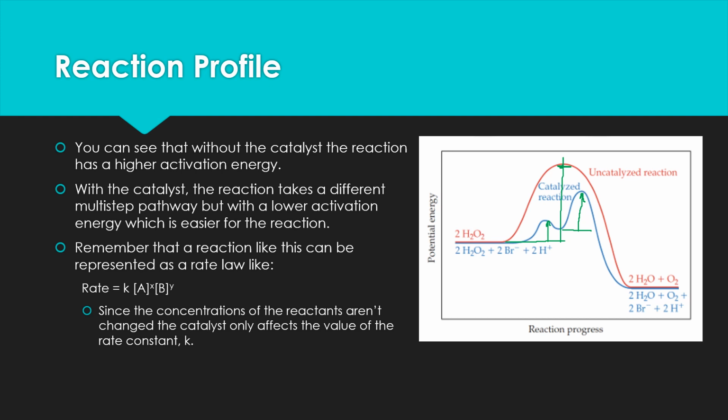Remember that a reaction like this can be represented as a rate law. So we can always write a rate law for a reaction. And since the concentrations of the reactants aren't changed, the catalyst only affects the value of the rate constant there. So our catalyst affects our rate constant for a reaction, and we would write our catalyst as part of the rate law as well.